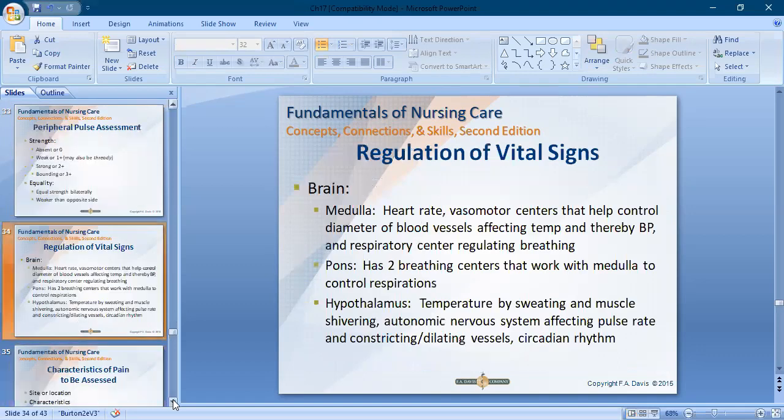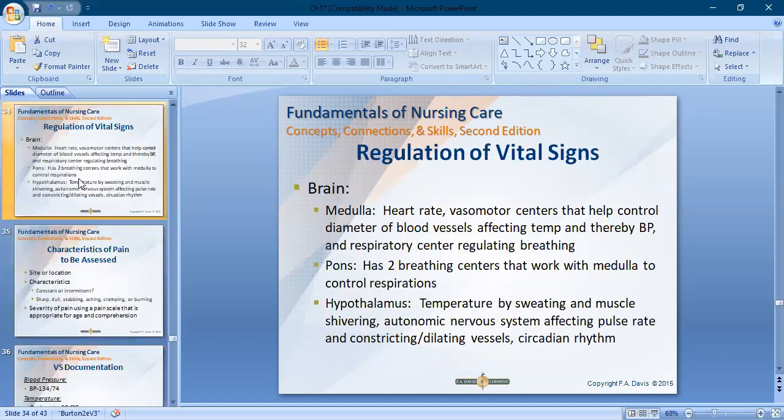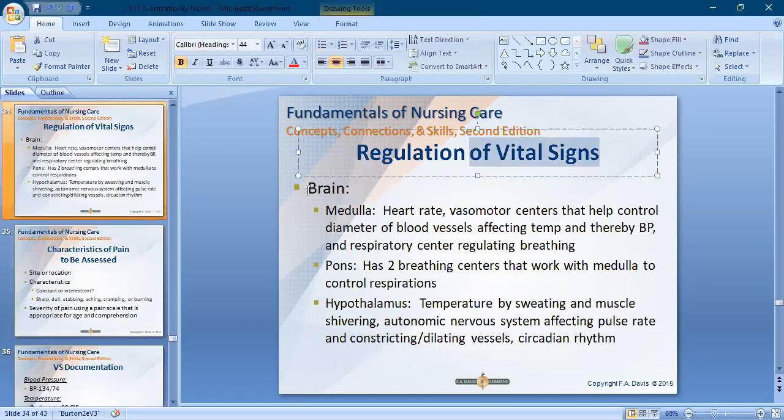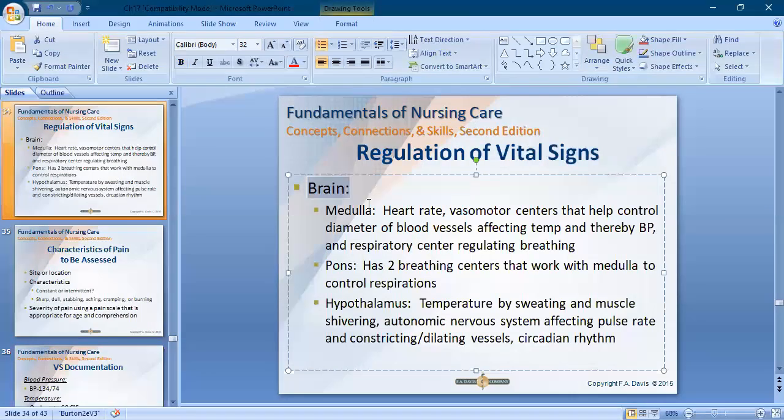So now go to regulation of vital signs. Vital signs are definitely regulated by the brain, especially the medulla, pons, and hypothalamus. Hypothalamus, this is important for the board exam. Hypothalamus has a thermoregulator. So temperature is regulated by the hypothalamus. This is important for the board exam.